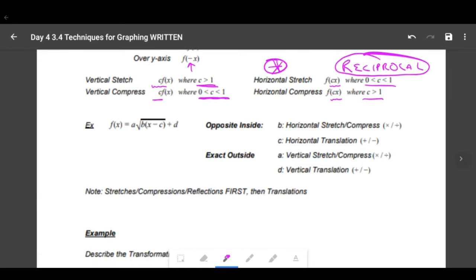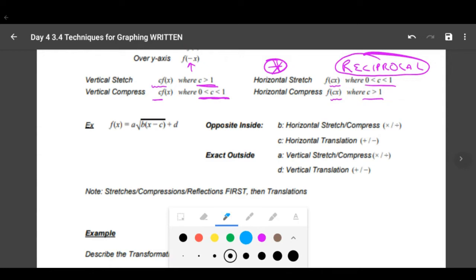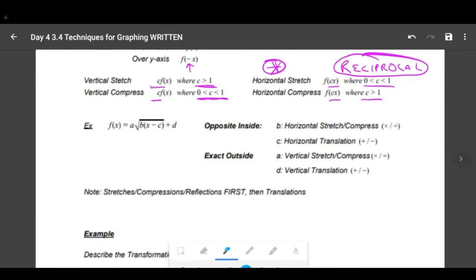So if we take a look at this example, now we put all those things into one. We can see that we have each of these pieces in here, and now we're going to look at all these parts together. You see how you have A, B, C, and D. Now, on the inside, we typically look at the opposite. As I was talking earlier, the B value talks about whether you have a horizontal stretch or compression. Again, I like to think about the reciprocal and then go from there.